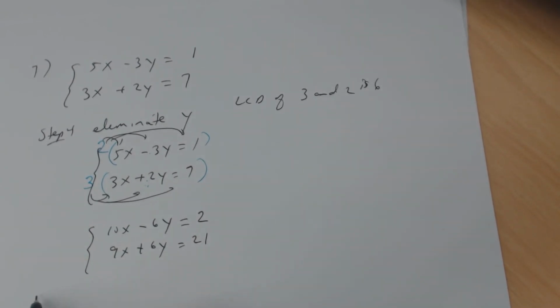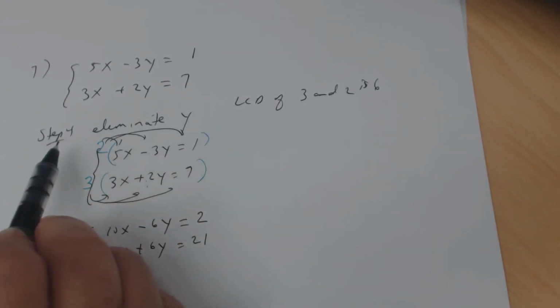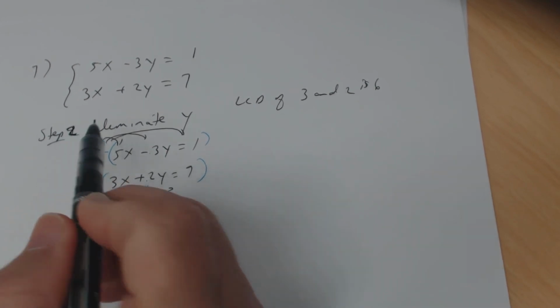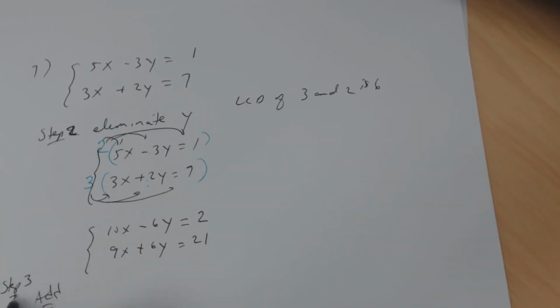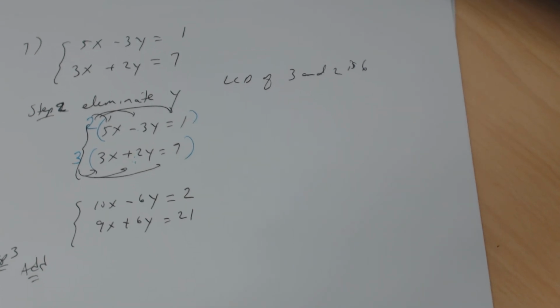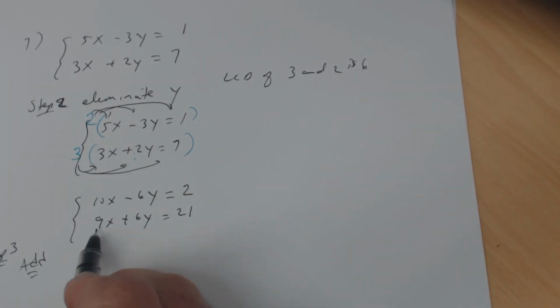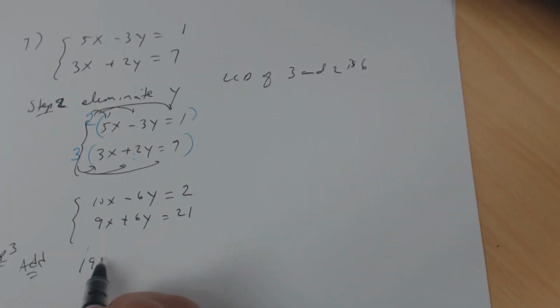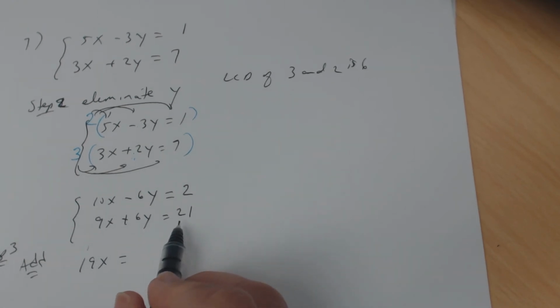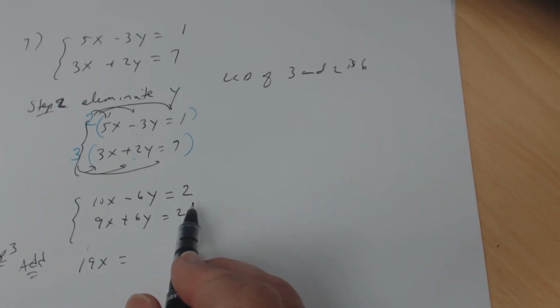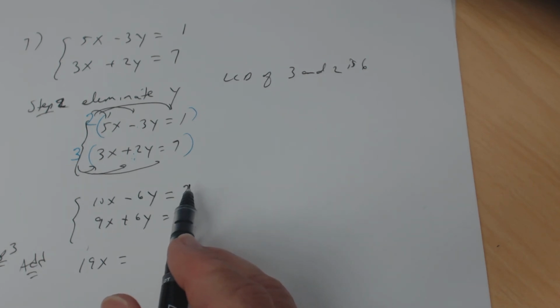Okay, so when I add them now, that's step 5. Oops, I said step 4, that's step 2. This is step 3. So step 3 is to add now. So when I add, I get 19x equal, and I think one of these had to be negative. That was the issue. I forgot.